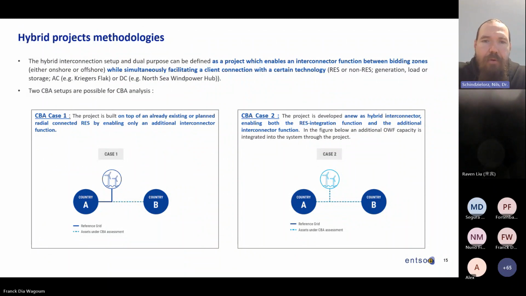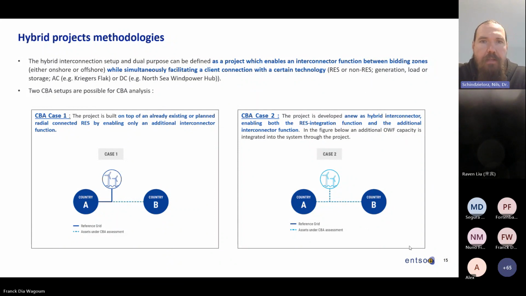And in the end, of course, both of the setups as shown here in case number 1 and case number 2 in these examples are exactly the same. There's an interconnection between country A and country B, and there's this additional wind capacity that is also being linked directly to this interconnection. So the end situation is the same, but as we are performing in the CBA always a delta comparison between a factual and a counterfactual case, there are different starting points for this assessment, obviously.